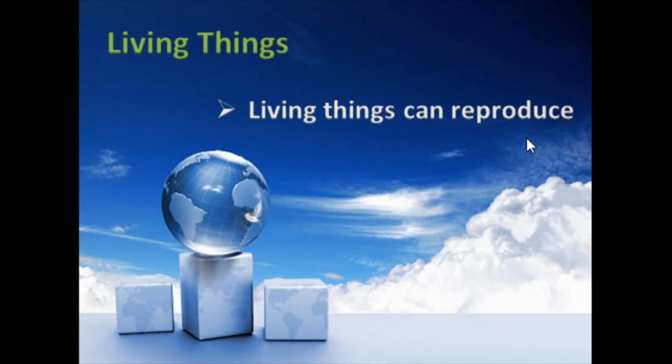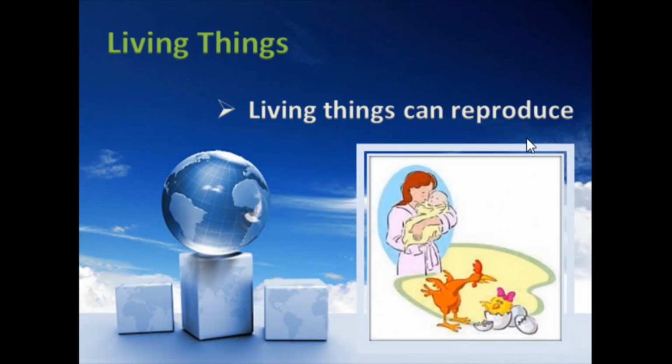Which means living things can produce babies like this one. The chickens can hatch baby chickens and mothers can hatch babies. Living things can reproduce.